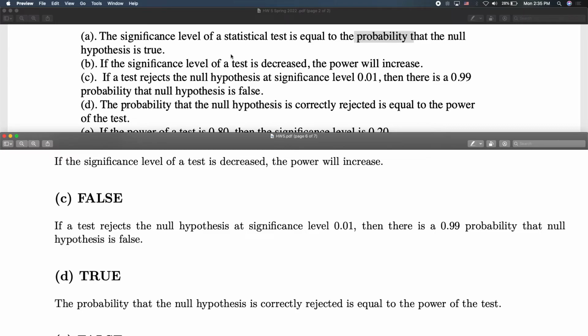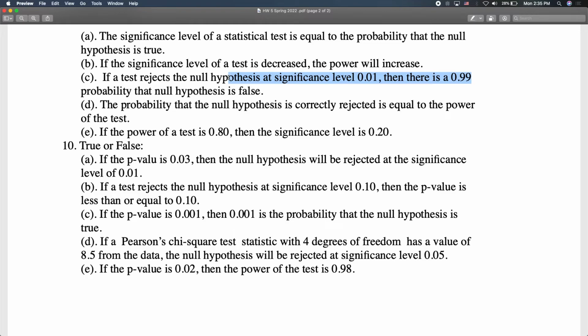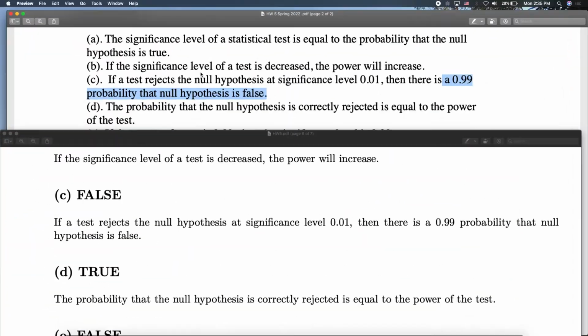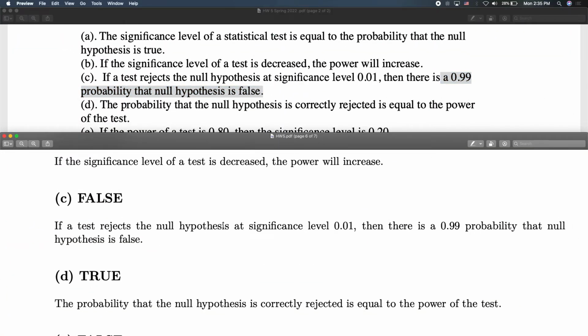Reject the null at significance level 0.01, and that means there's a 99% probability that the null hypothesis is false. So again, I don't know how to justify this. To me, there's nothing like a statement being false having a probability. It is either true or false, 100% or 0%. So there's no this kind of conclusion, and that is also not the explanation for rejecting the null. So similar to A, which is also wrong, or false.